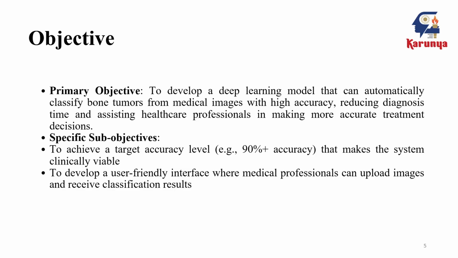Currently, doctors detect bone tumors by manually examining bone X-ray images. This has three major problems. First, it is time consuming. A radiologist has to carefully examine every X-ray, which takes significant time. Second, it is subjective. Different doctors can give different opinions on the same X-ray. Studies show that radiologists disagree on lesion diagnosis in up to 30% of cases. Third, in many rural and remote areas, trained radiologists are simply not available. Patients in these areas have no access to expert diagnosis.